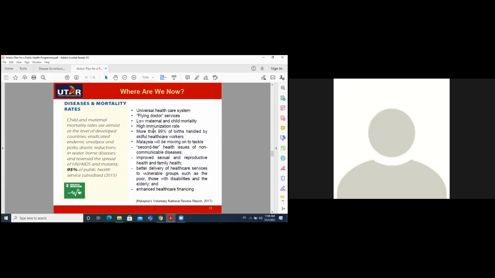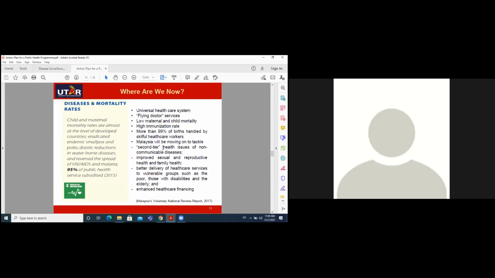So where are we now? We have achieved almost 99% healthcare coverage, which we call universal healthcare, and we also have flying doctor services, especially in rural areas. So the community in that particular area could access healthcare facilities within 5 kilometers. We also achieved low maternal and child mortality, a high immunization rate for newborns, and more than 99% of births handled by skilled healthcare workers.